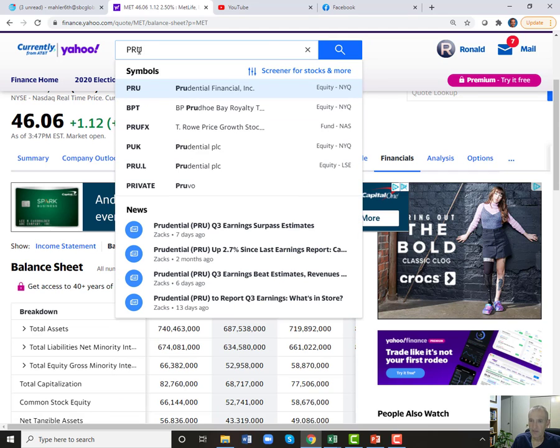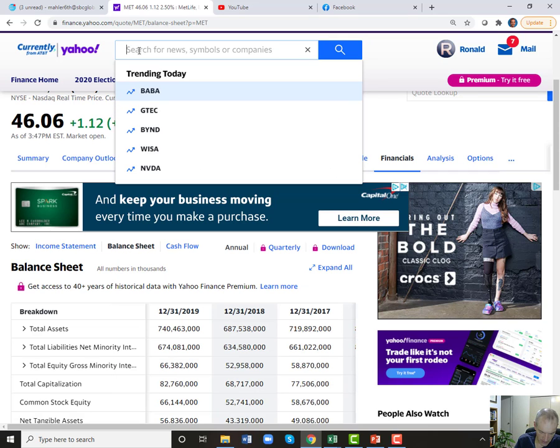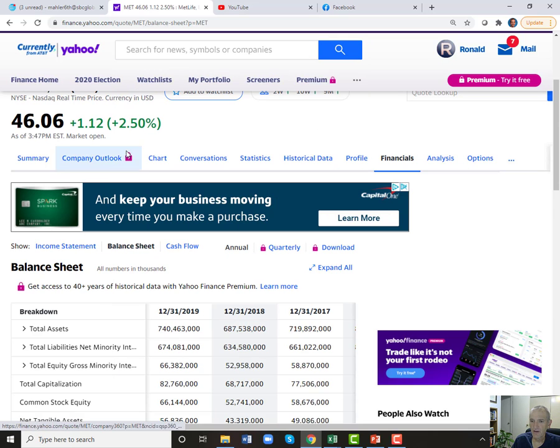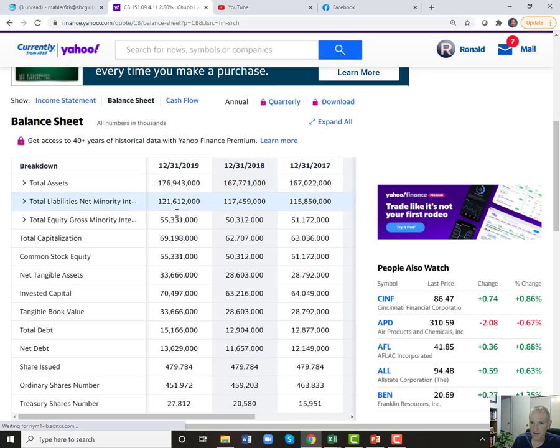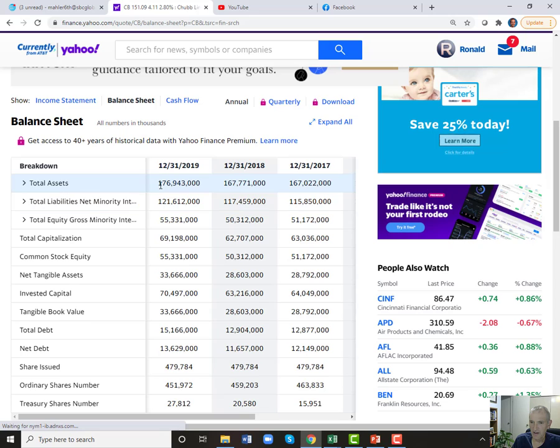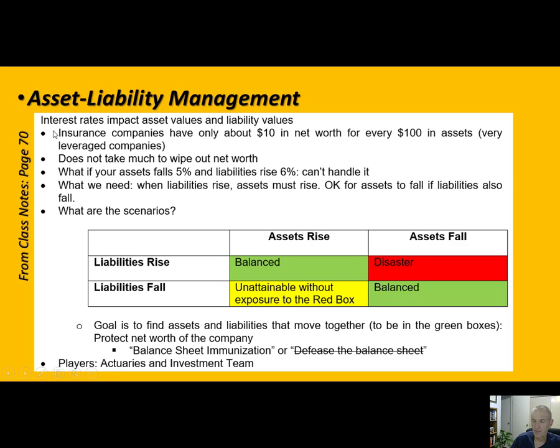This is not true for property and casualty companies. Let me bring in Chubb. So when we look at Chubb, you can see much more balance. Chubb has almost the same net worth as MetLife, but only about a fifth of the assets. So that's more like 3 to 1 or 3.5 to 1 versus 12 to 1. So life insurance companies are much more levered than property and casualty insurance companies.